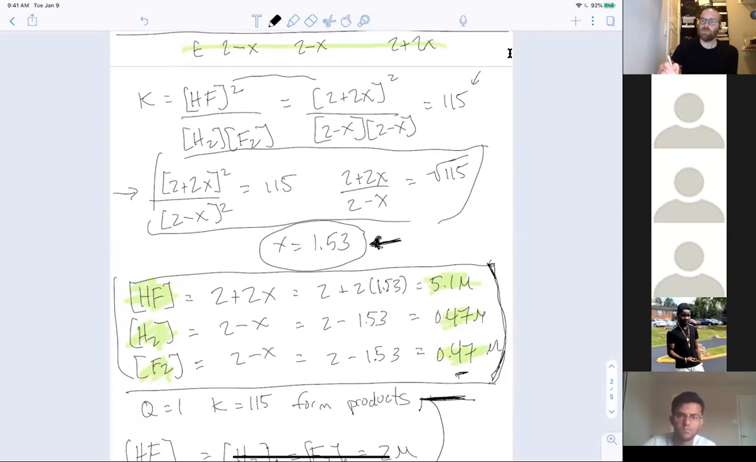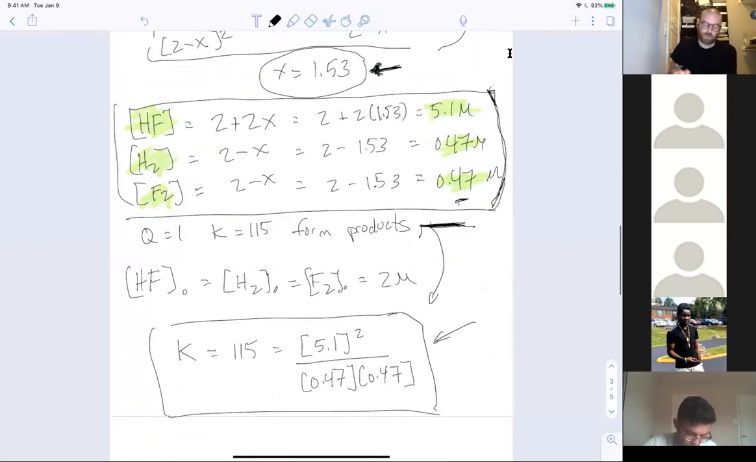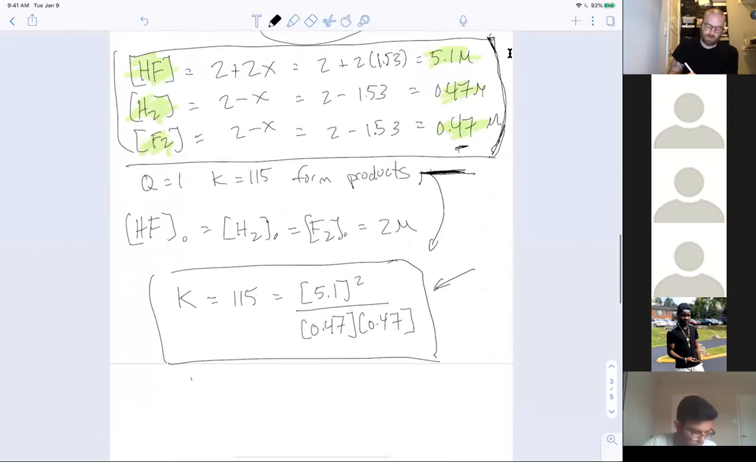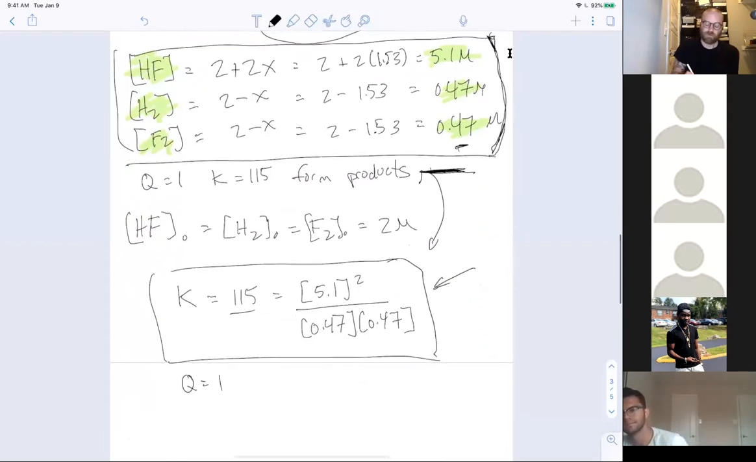Somebody have a question? Yes, sir. The number was 1, so it wasn't 115. Is that a problem? So maybe I messed up? Q is equal to 1. Yeah, Q is equal to 1. K, though, is equal to 115.